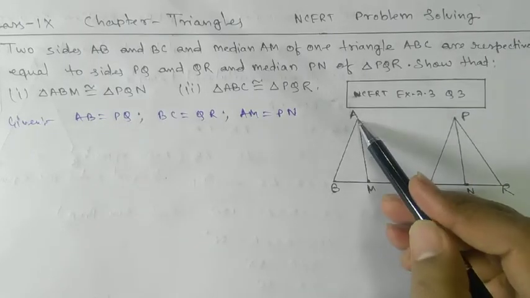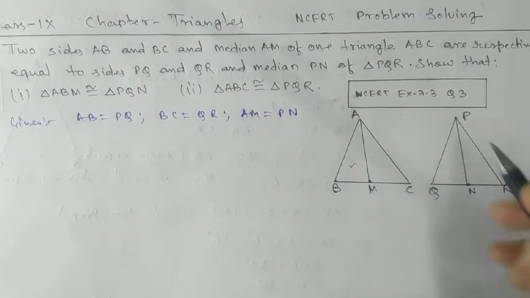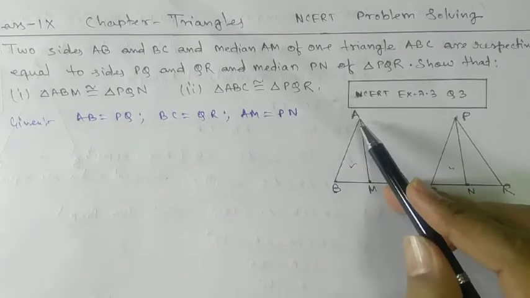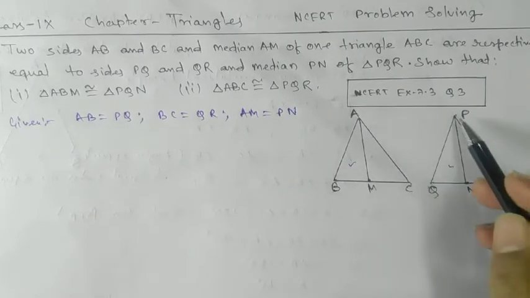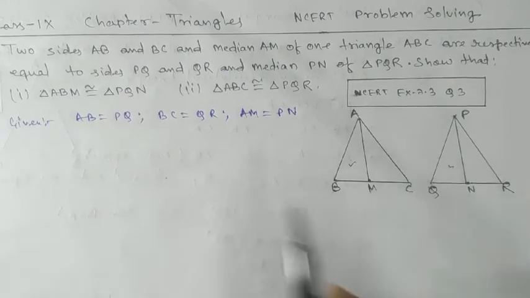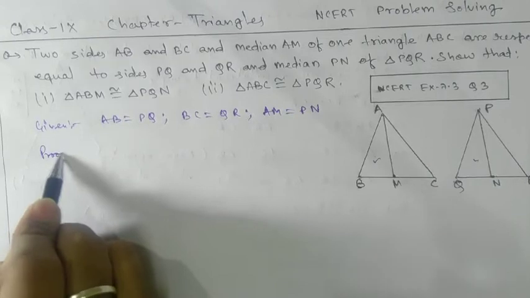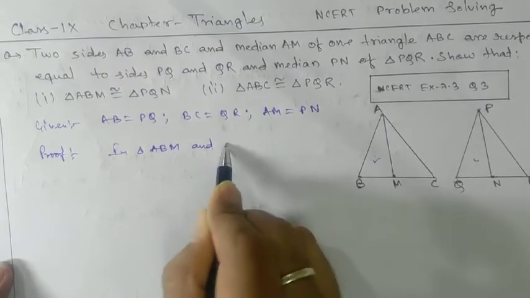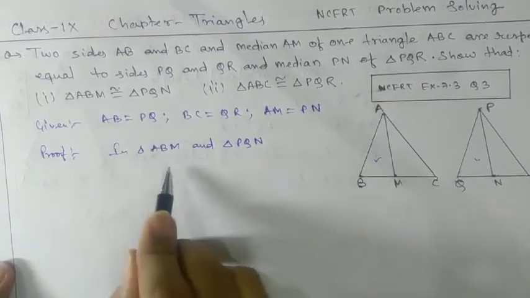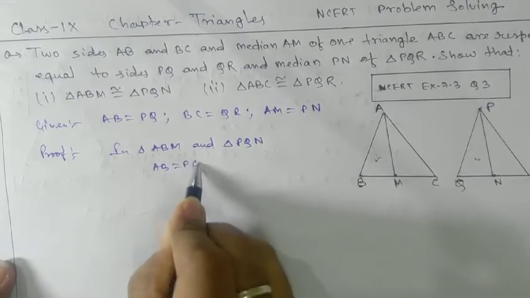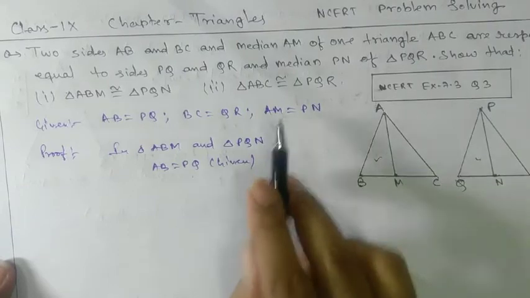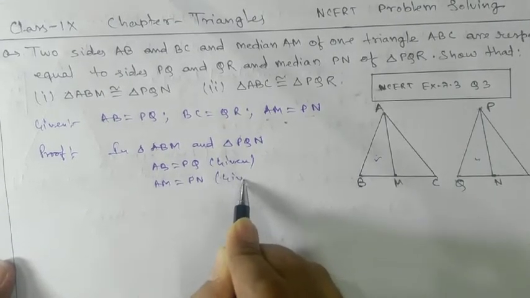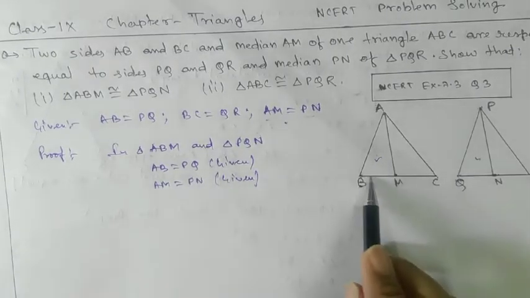Okay. Now we need to prove that triangle ABM is congruent to triangle PQN. Okay, and next, after showing this one, we're going to show triangle ABC congruent to triangle PQR, these two. Okay, so we'll start. So here proof. So in triangle ABM and triangle PQN, so what we have, AB equals PQ as it is given here. Next, AM equals PN, given. And the third one, you can see BC equals QR.